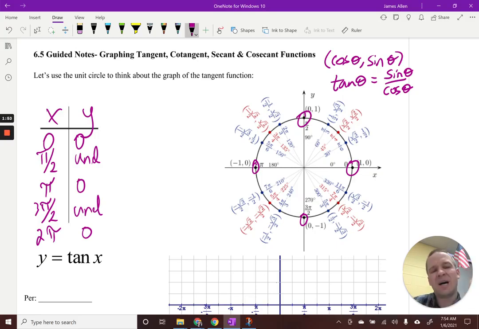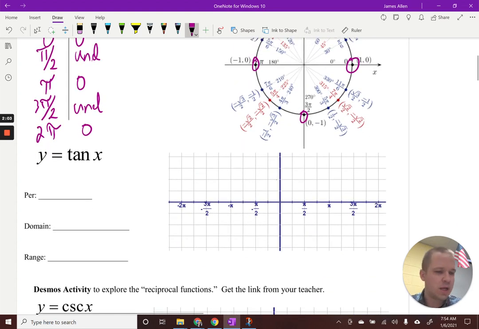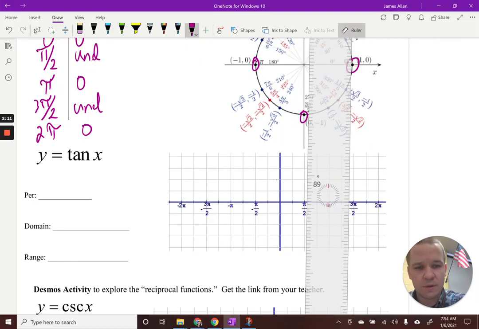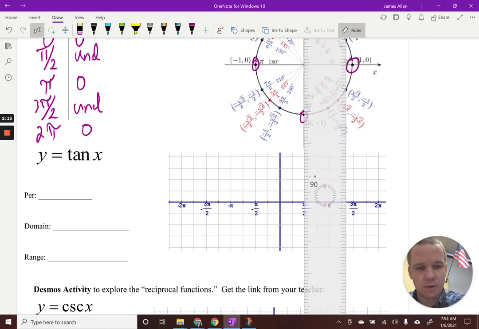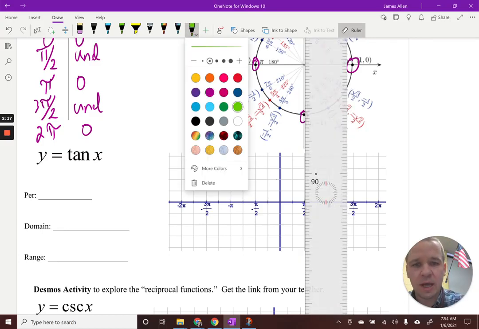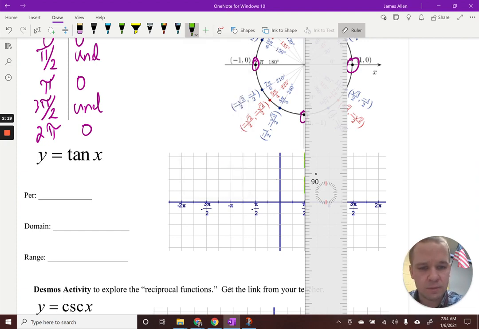Well, what happens when it's undefined? That's either going to be a hole or an asymptote if we think about rationals. It's going to be an asymptote here because we're dividing by 0 and nothing's canceling out, like in rationals where we get a hole. This is going to be an asymptote. So how about I graph a couple of asymptotes here? We're going to go at pi over 2, as I said. I'm going to change the color here. I'm going to go with a light green for my asymptote. So we've got an asymptote there.